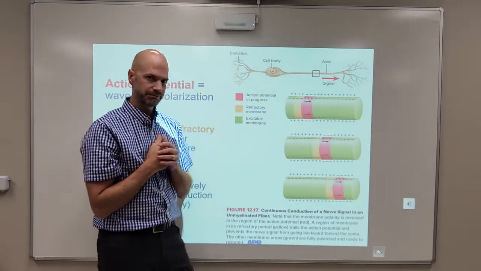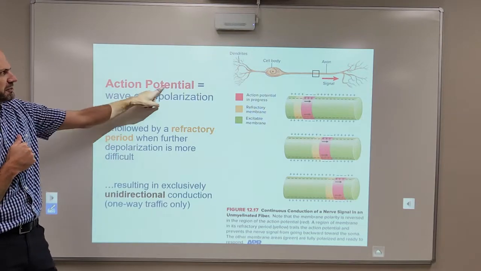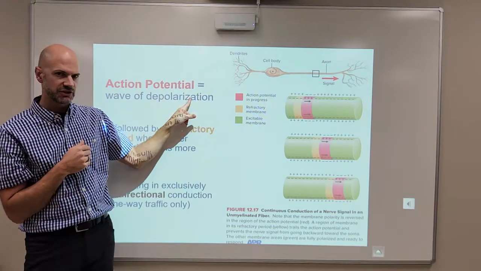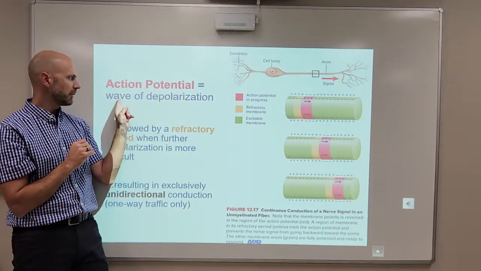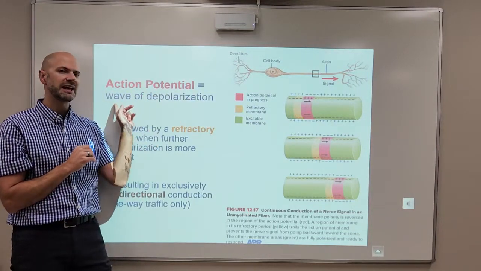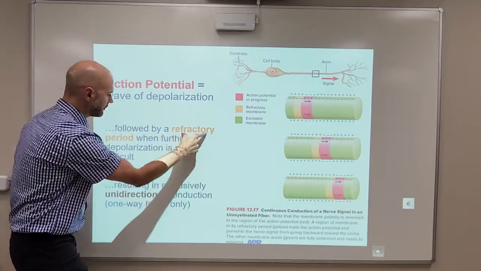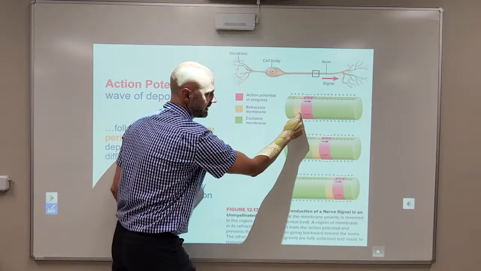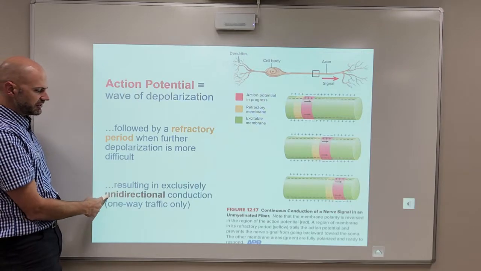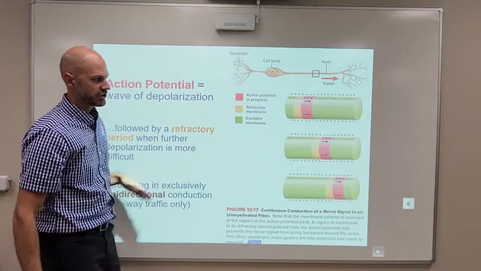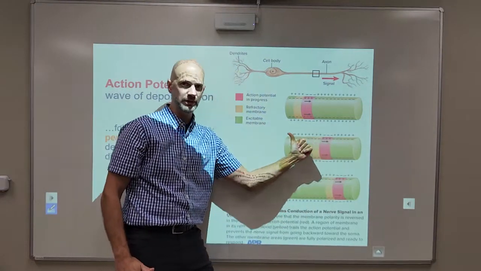And so the upshot of the refractory period is that we get unidirectional conductance. So let's walk through these points here. Action potential is a wave of depolarization. That's really the definition of action potential. I should add on here, wave of depolarization down an axon, followed by a refractory period, shown in the red and the yellow, resulting in exclusively unidirectional conduction. That is, we're moving the signal only in this direction. Action potentials can never go backwards.